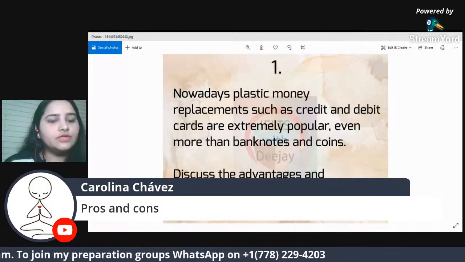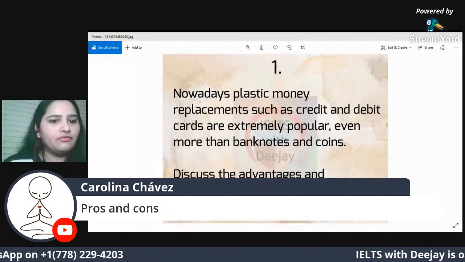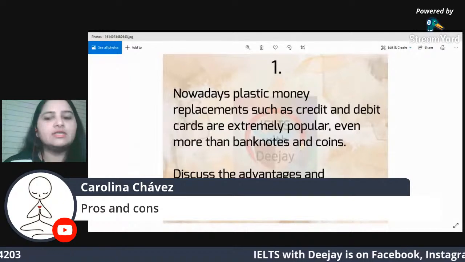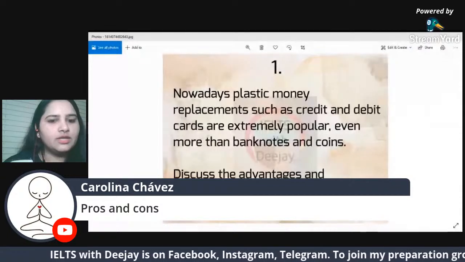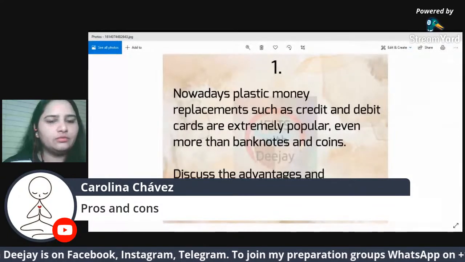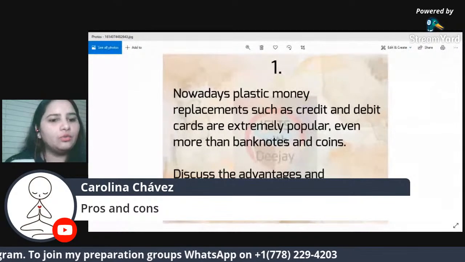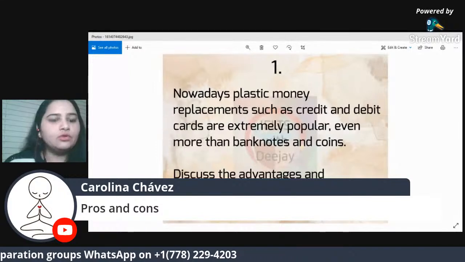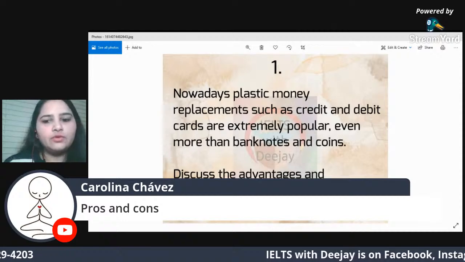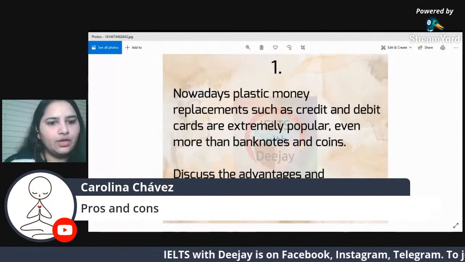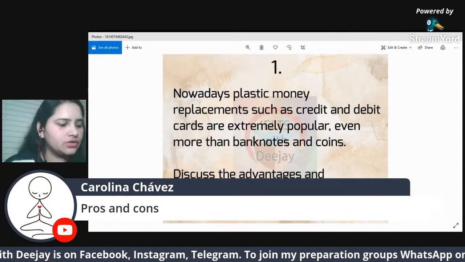First thing you have to do is see the essay, and then think about the paraphrasing. What is paraphrasing? Paraphrasing is writing the question in your own words. Suppose they're saying nowadays plastic money is there, so everything is there. They have written everything. You have to write the same thing in your own words. The meaning has to be the same. Do not add anything, do not omit anything. Okay, that is called paraphrasing. That is the very first thing that you have to write in your introduction.